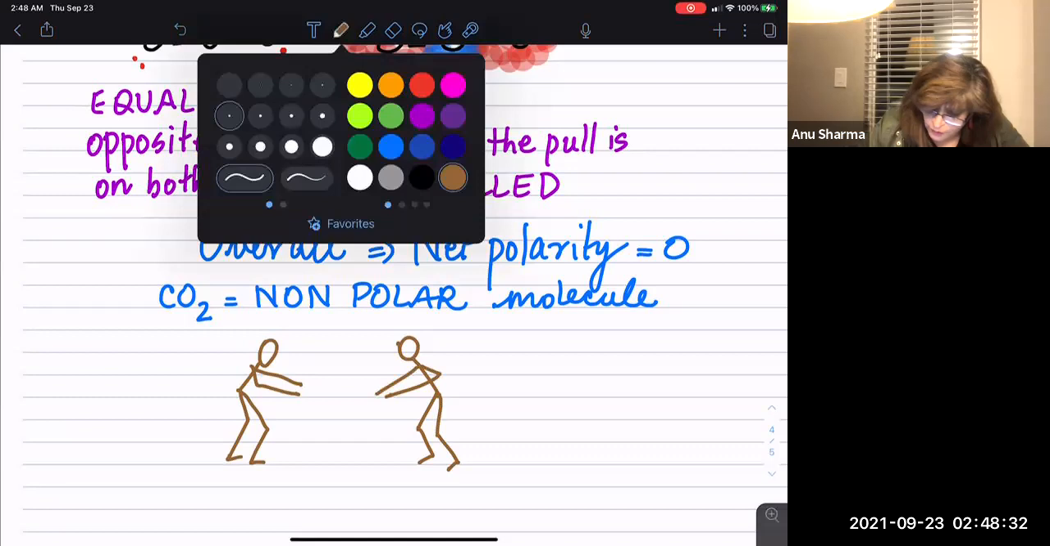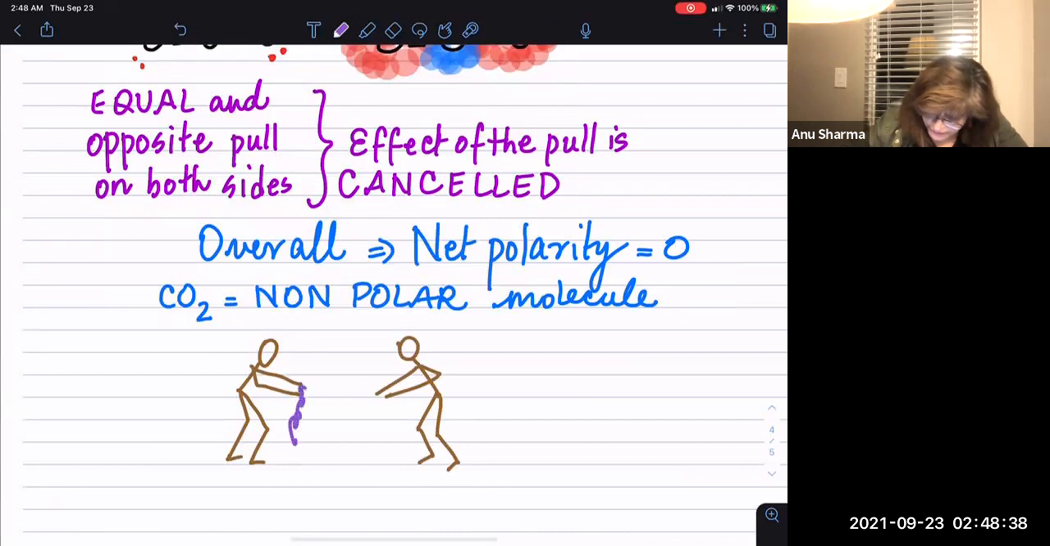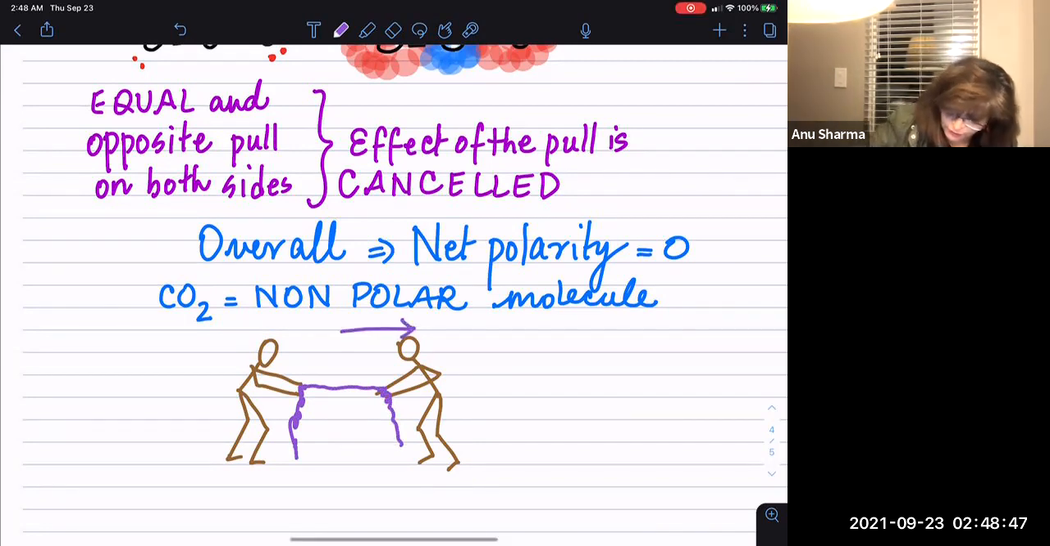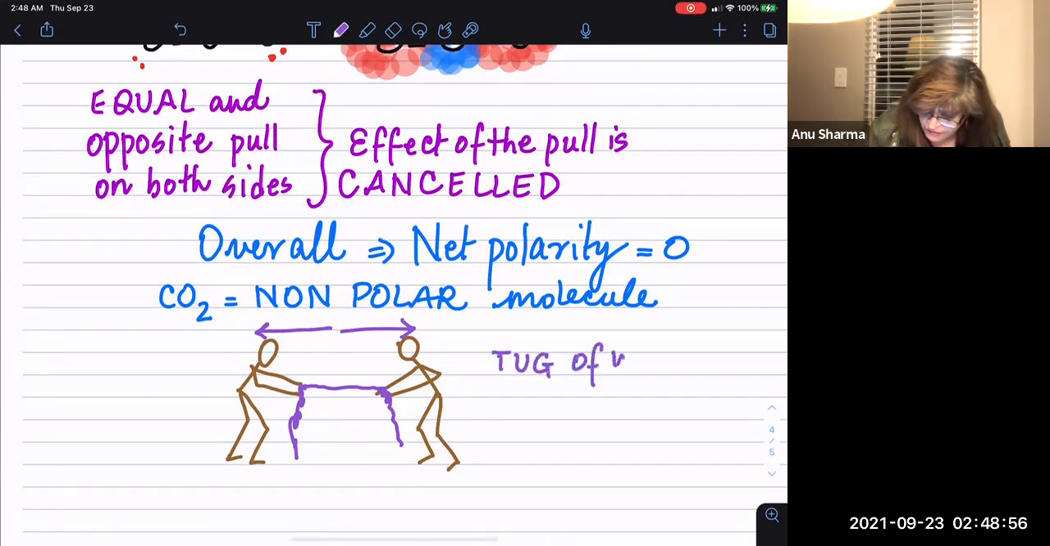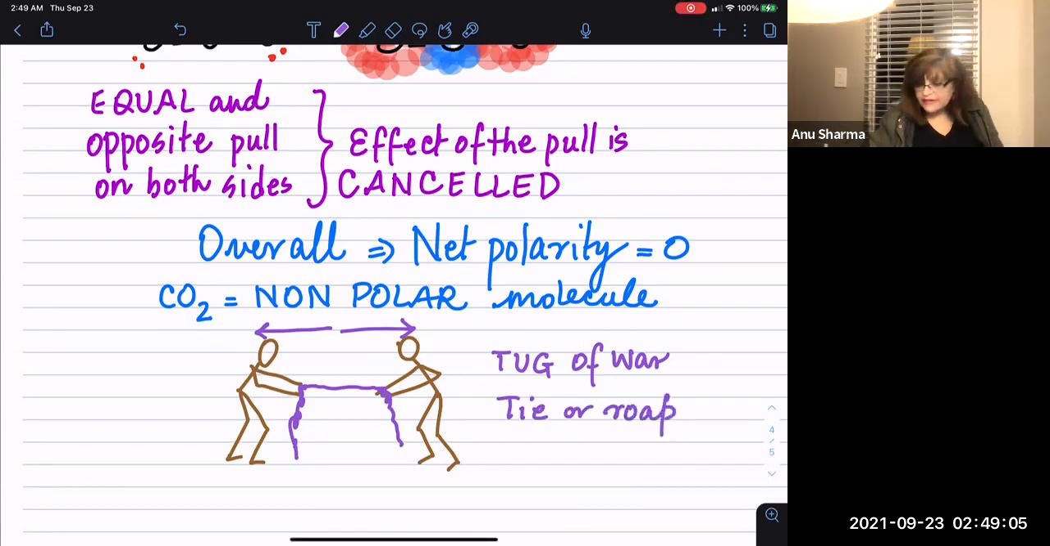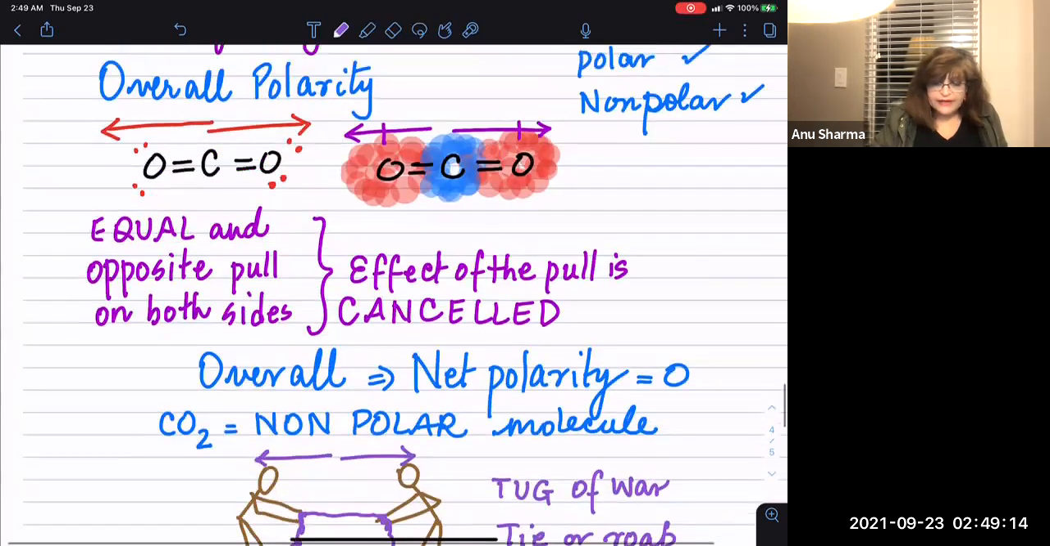So here is this piece of rope, and they're pulling it with the same force. This guy is also pulling with equal force. So in equal and opposite directions, this tug of war doesn't go anywhere. Just like a tug of war ends in either a tie, or the rope is going to break if the pull is the same on both sides. Nobody wins.